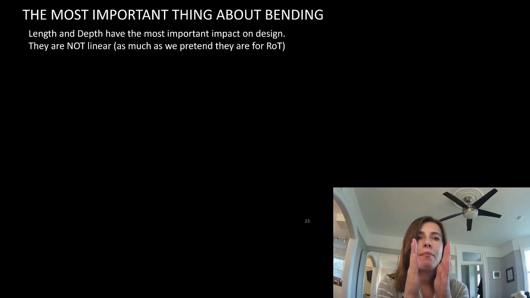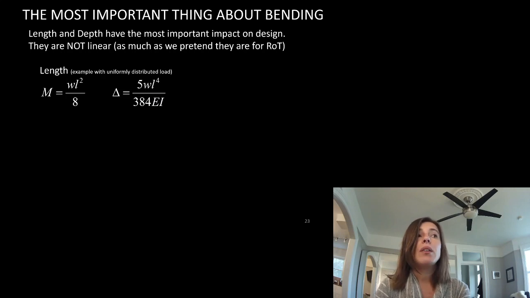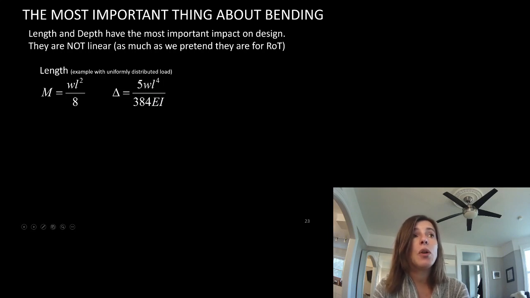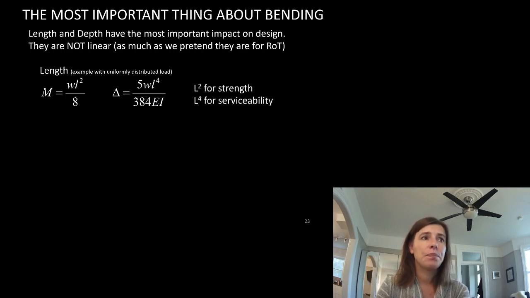So here's a massive takeaway for you. You remember how last week I told you that for sizing guidelines, we assume that depth and length have a linear relationship. And it's basically linear to load, too, that load and depth and length are all linearly related. Well, that is complete bullcrap. If we look at those equations for length, we know that the moment of a uniformly distributed load on a beam is WL squared divided by 8. Look, our length is squared. For deflection, we just calculated that deflection equals 5 WL to the power of 4 divided by 384 EI. Well, look at that. L is to the power of 4. That is by no means a linear relationship. That is a huge variation. So length has a really important part in our design. In fact, it's L squared for strength and L to the power of 4 for serviceability.